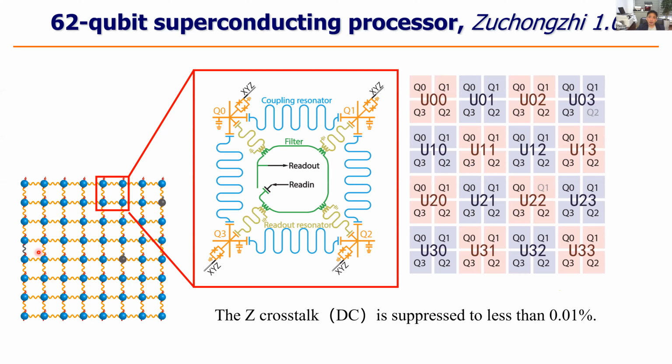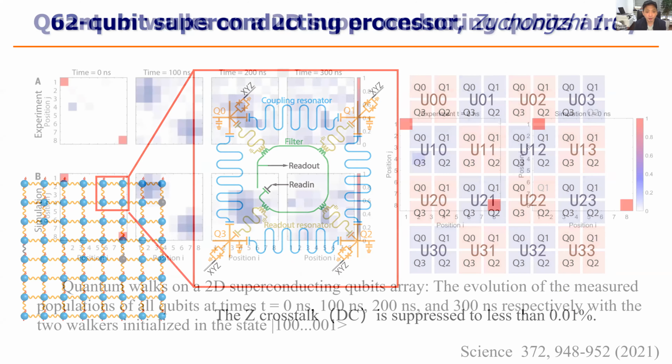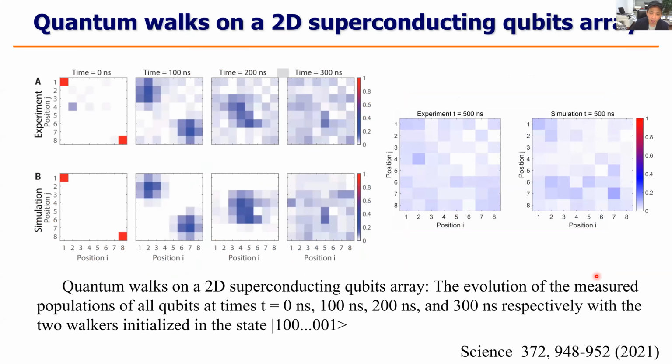And most importantly, in this sample, we can suppress the crosstalk, especially the DC crosstalk, to extremely low levels, like 0.01%. In this case, we can tune our energy level with very high precision. So we can really go to some very high precision quantum simulation experiments. We finally show quantum walks on 2D superconducting qubit systems, and you can find more details in the Science paper in 2021.